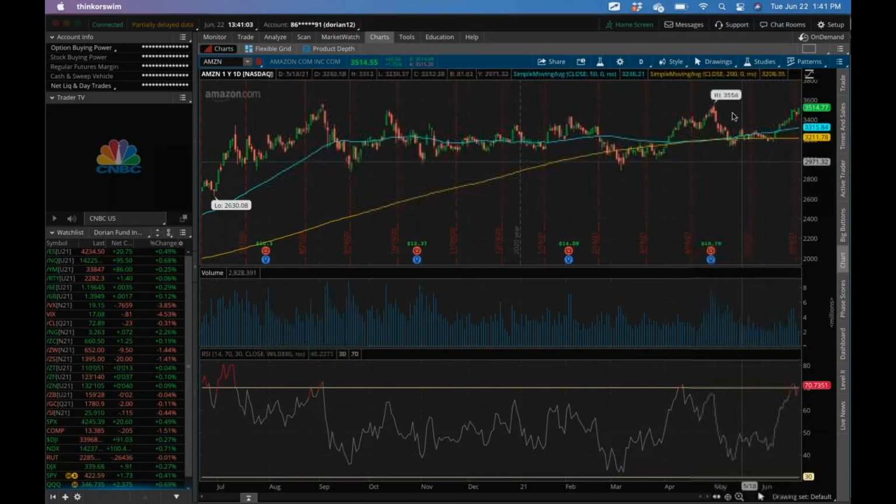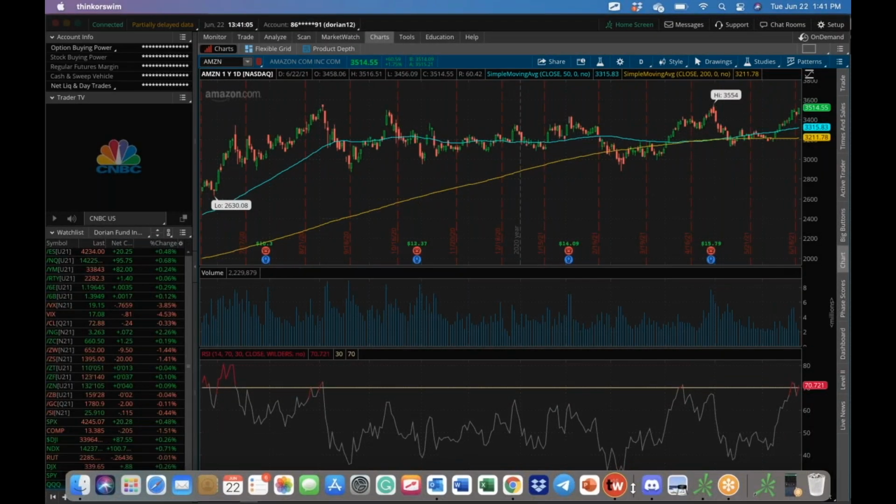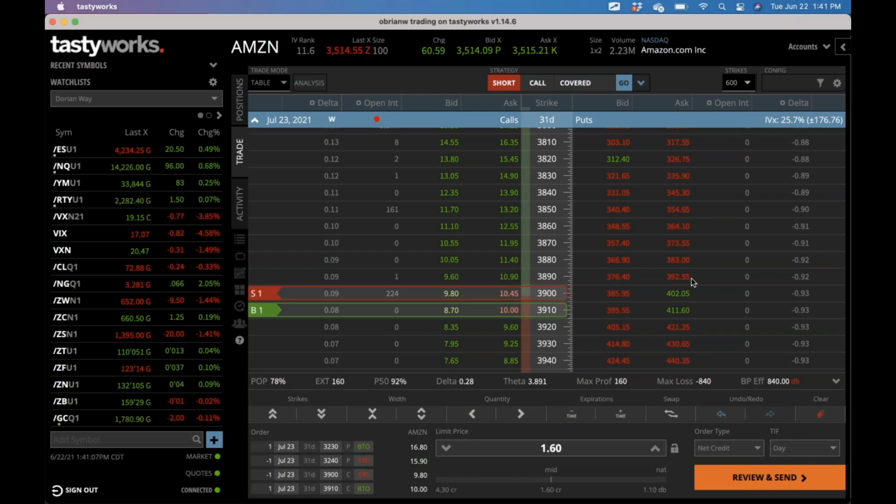Let's look at that one more time. It's 3554, and on this trade we're way up there on the call side at the 3900. So I really like this trade. You got a really great return on your capital at the 160. This morning I was saying you wanted to do this at least 165.